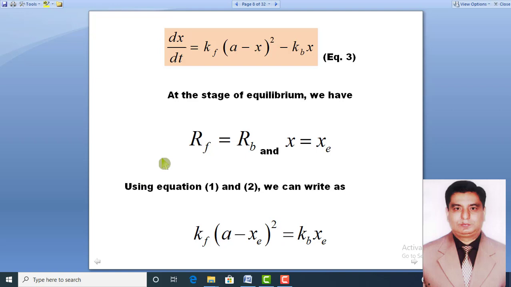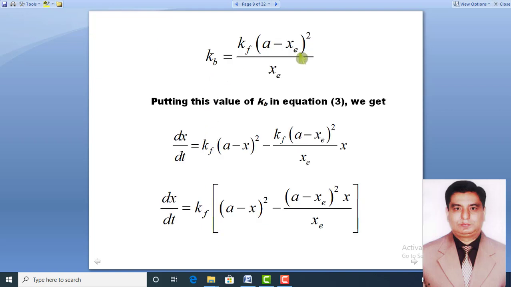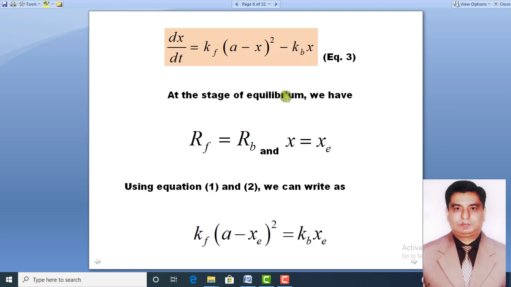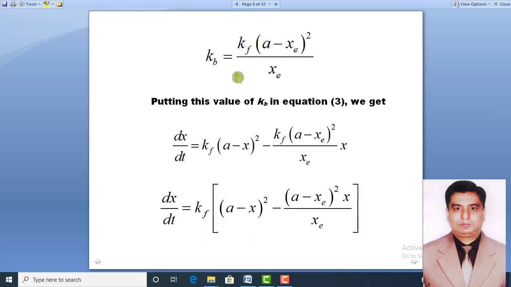Dear students, from this equation we will separate the value of Kb. According to this equation, Kb is equal to Kf into (A minus Xe)² over Xe. If we put this value of Kb back into equation number 3, then we will have this equation, with Kb replaced by this value. Equation number 3 will be like this.